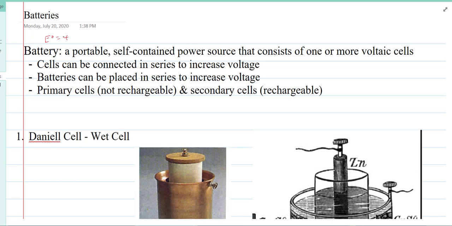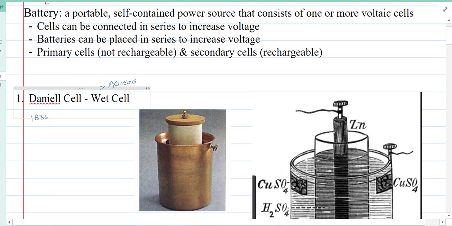We're talking about the difference between primary cells that are not rechargeable and secondary cells, which of course are rechargeable. First, wet cell. What does wet mean? Well, that means it's going to be aqueous. Aqueous, right? We're in water. The Daniell cell happened to be an 1836 British chemist came up with this.